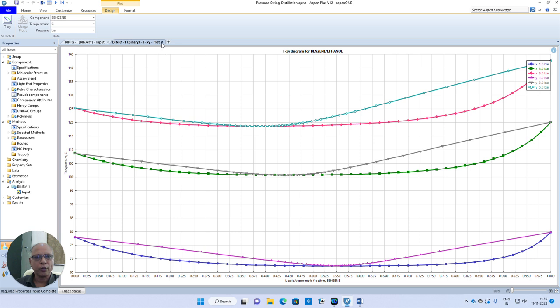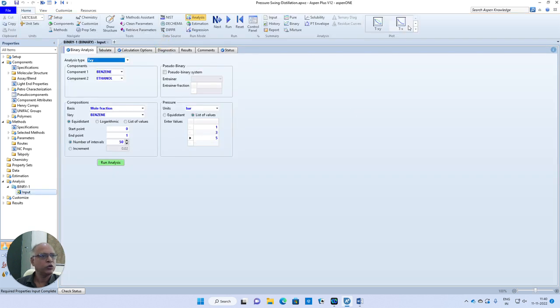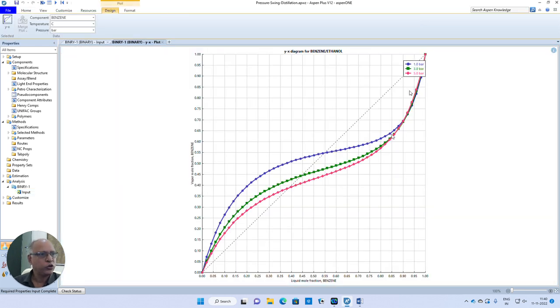If you are not able to see properly from this diagram, you can go to the XY plot. Now you will be able to see the blue one corresponds to a pressure of 1 bar, the green one corresponds to a pressure of 3 bar, and the pink corresponds to a pressure of 5 bar. Remember, in this problem, we are starting with an equimolar mixture of benzene and ethanol. So we are at this point, towards the right of the azeotropic composition at a pressure of 3 bar.